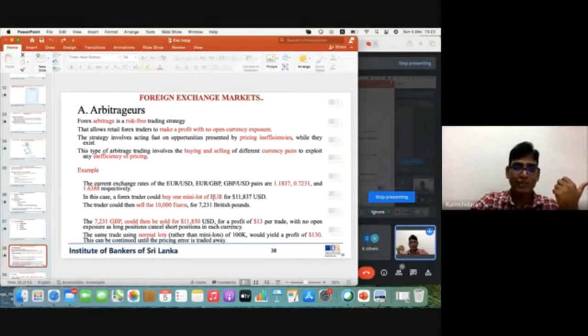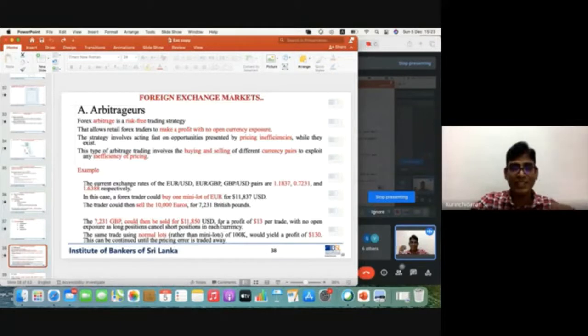Okay. Now the trader could sell 10,000 euros for 7,231 pounds. How? Because the Euro GBP exchange rate is 0.7231. So if the trader sells the euro already bought, he can get 7,231 British pounds. Right? Then what we can do is again sell these British pounds. That means 7,231 to USD. So if you take this third exchange rate, GBP USD, that is 1.6388, right? So now if we sell this GBP to USD, he will get 11,850, because the rate is 1.6388 for GBP USD.